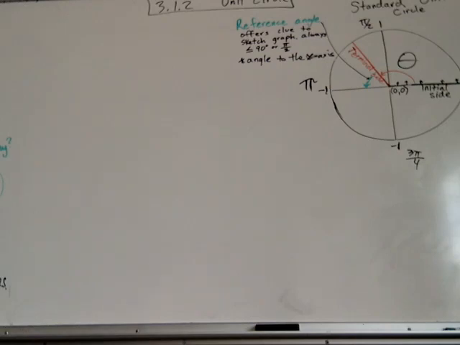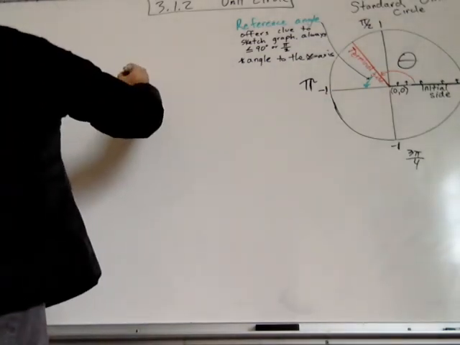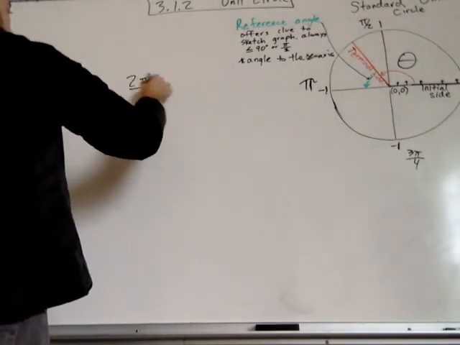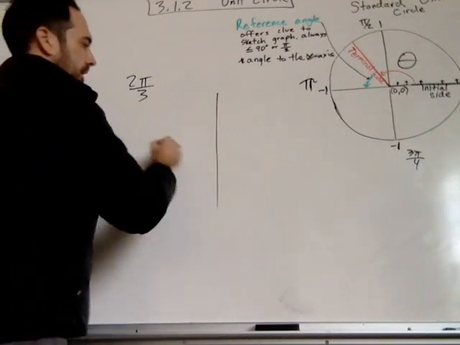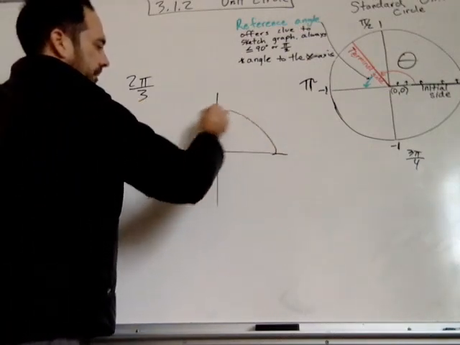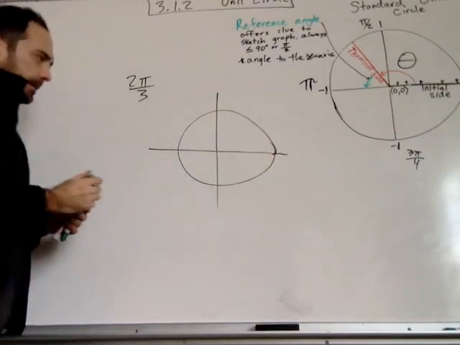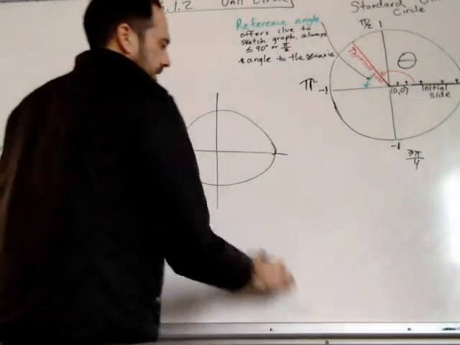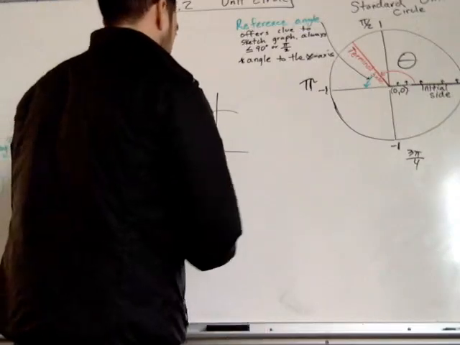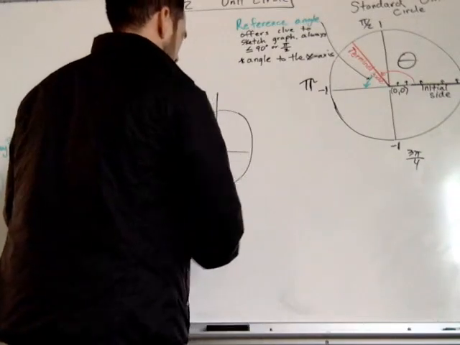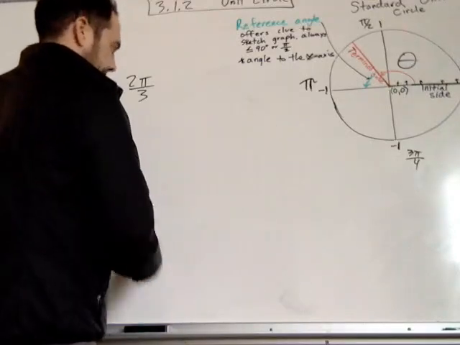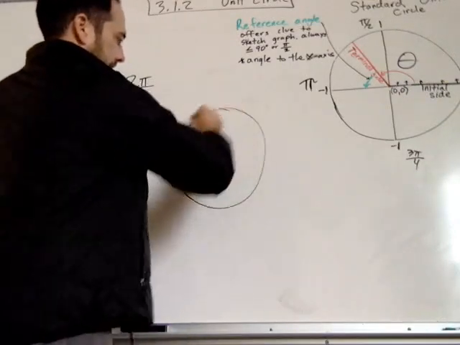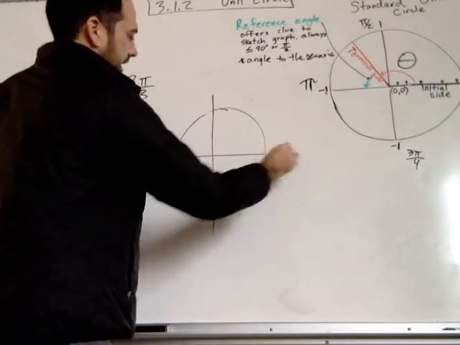So let's look at some examples. Let's sketch 2 pi over 3. First step is to draw a unit circle. It doesn't have to be perfect. You're going to have compasses to use, and if you don't know how to use a compass, then ask your neighbor. Ew, that's an ugly circle. Let's do that again. That's an egg. It's fine.